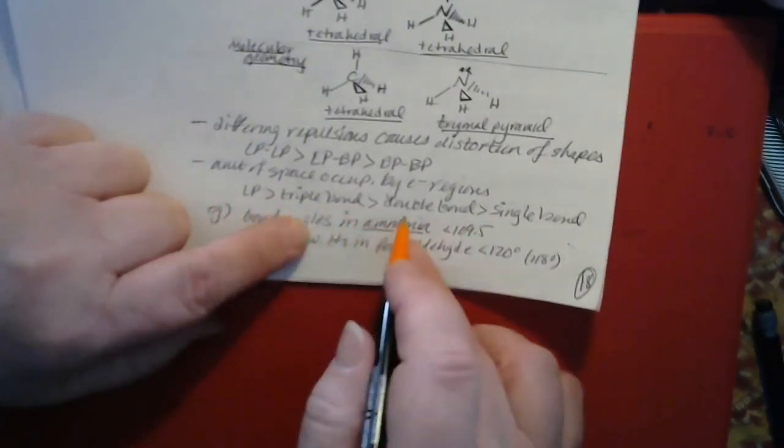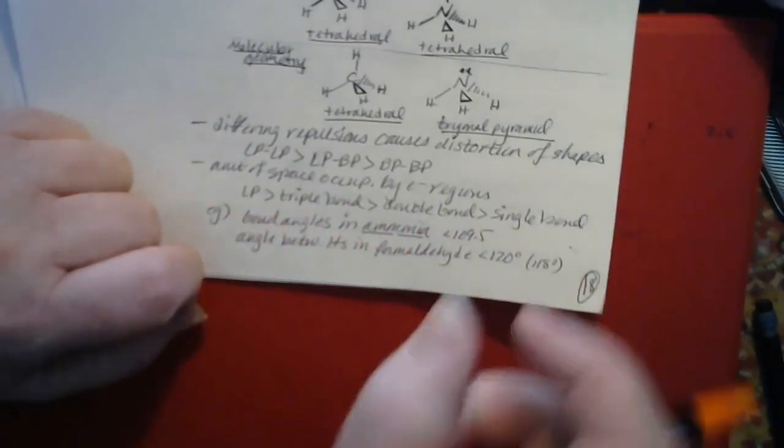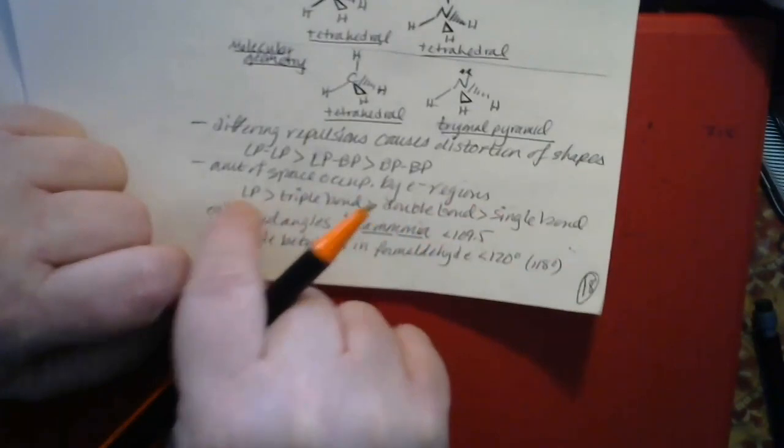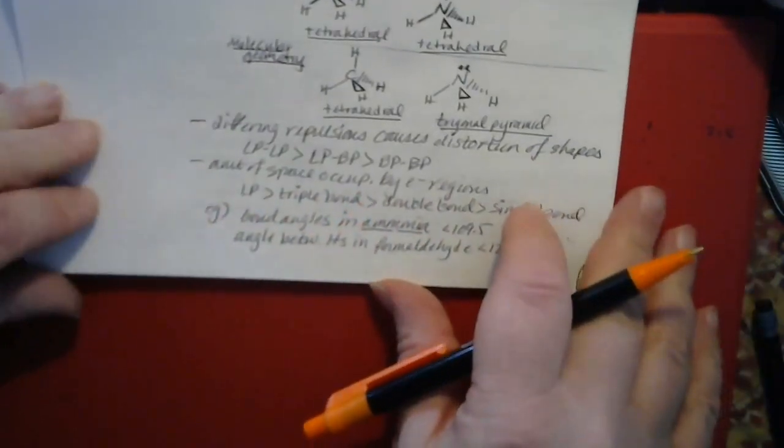Also, the amount of space occupied around a central atom would be that a lone pair occupies the greatest amount of space, and a triple bond is actually less than that, and a double bond is less than that, and a single bond is less than that. But the big difference is between lone pair and triple bond. Actually, the amount of space occupied by a triple versus a double versus a single bond is a pretty small difference. They all occupy pretty much the same amount of space. It's the lone pair that occupies significantly more space around the central atom.